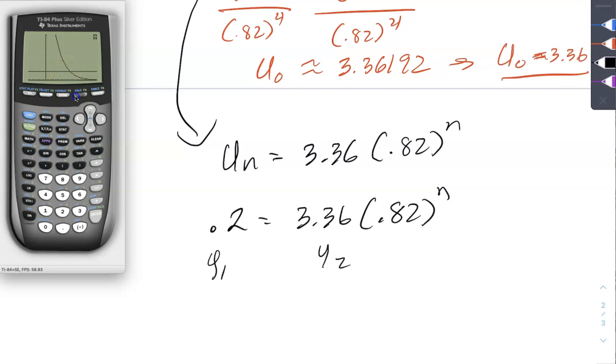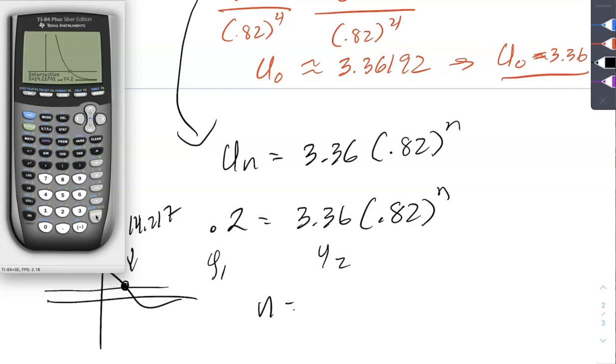So then I'm going to hit second graph, find the intersection. That's close. Hit enter a couple of times. Now, I haven't said this earlier, but every time you graph on the calculator, it helps if you draw a picture. It doesn't have to be a perfect picture, just a sketch, so we know that's where you got your answer from. And that is 14.217. So my n here is about 14.217.